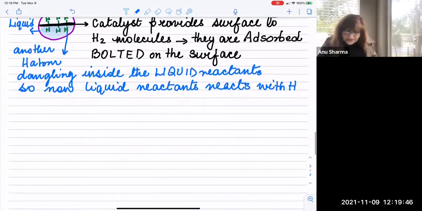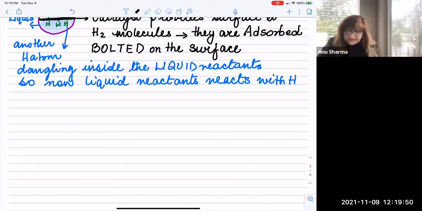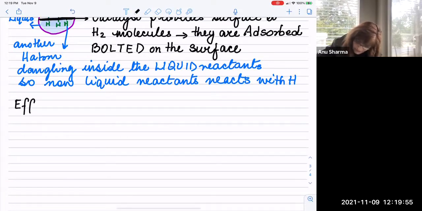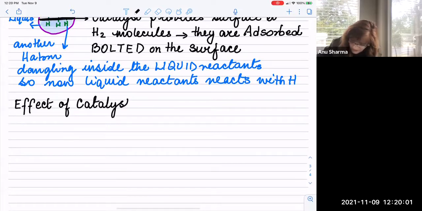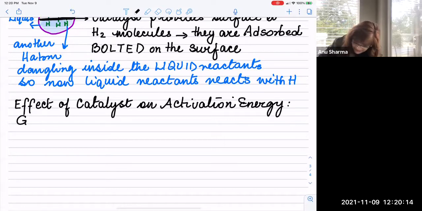Now let's look at the concept of the catalysts, the effect of catalysts on activation energy. How do you show them? In a graph. Okay, and this is the graph of them. So show them in a graph form.